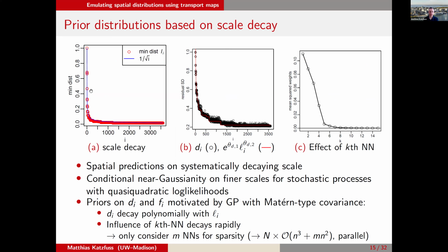And it turns out there's a systematically decaying scale for these prediction problems. So this minimum distance Li, you can see these red circles here, they decay as i increases, and in particular they decay at a particular rate depending on the dimension of the spatial domain. So here in 2D, they decay as 1 over square root of i.